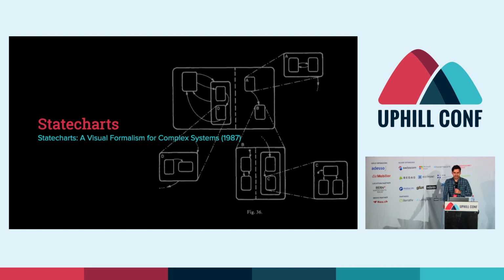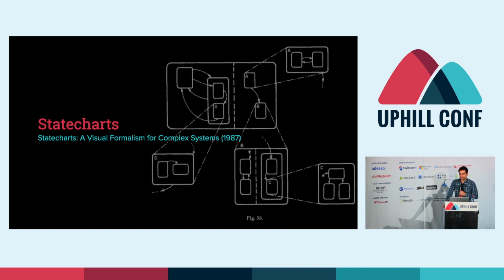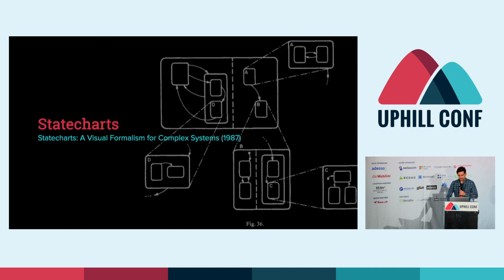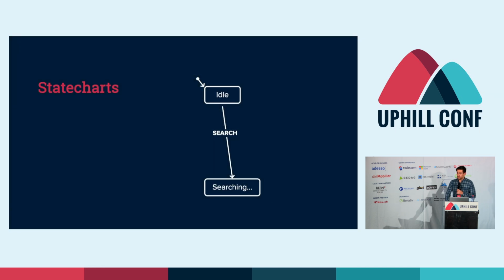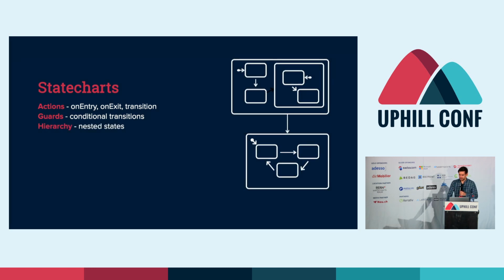And Statecharts were created by an Israeli computer scientist named David Harel in 1987. So, pretty old ideas. Statecharts enhance what state machines are by adding a few things. First of all, they add actions. And you could think of actions as declarative side effects. So you could have an on entry, on exit, or actions between transitions. There's also guards. So you could only transition from this state to the other one if the guard matches. There's also hierarchy.